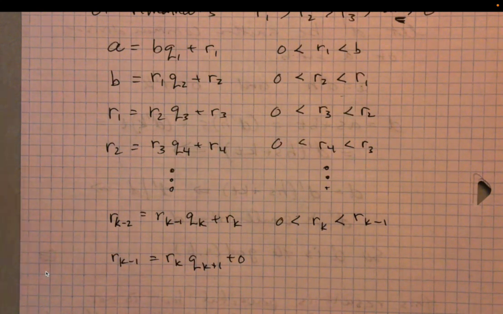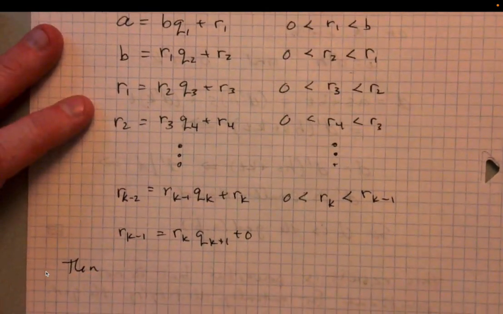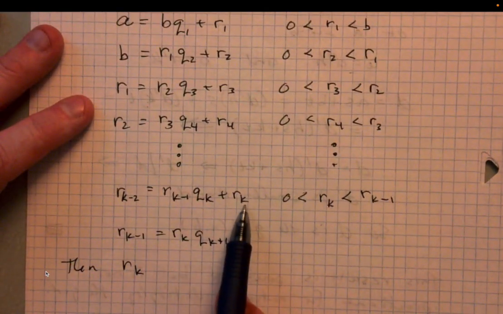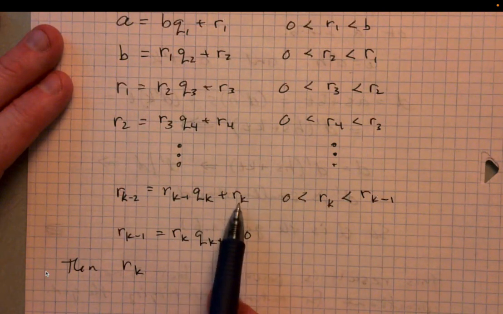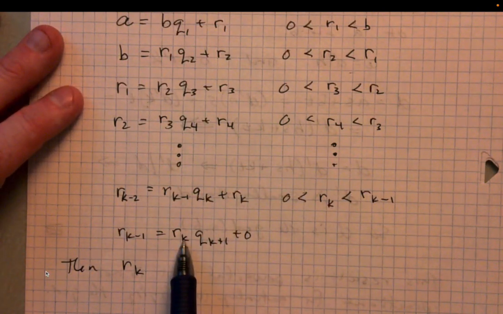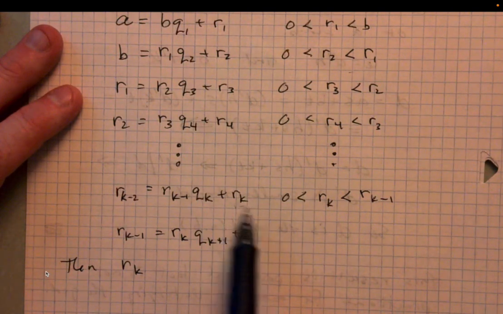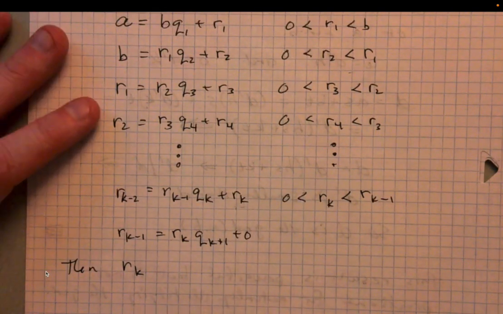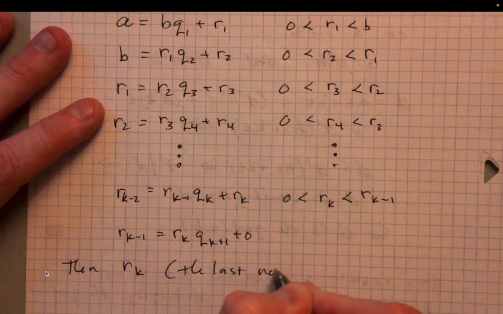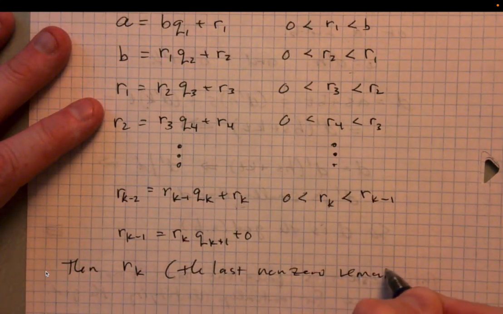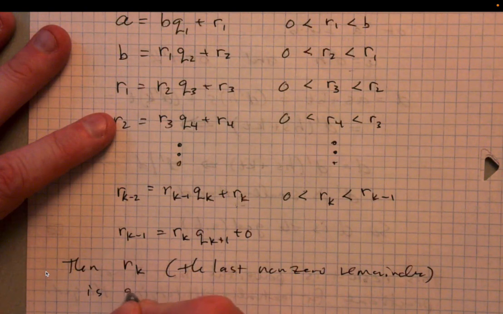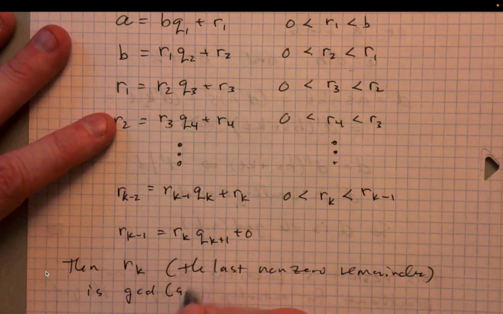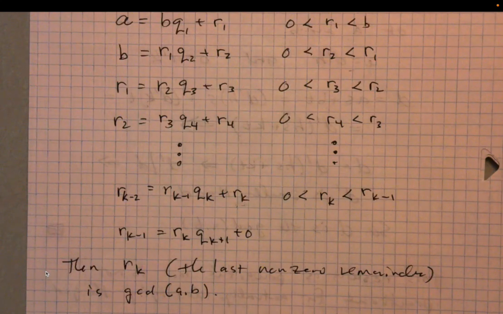Okay. And so then rk, you can think of it as either the last non-zero remainder or the last divisor, however you want to think of it. I think it's probably easier to think of it as the last non-zero remainder, right? So rk, the last non-zero remainder, is the GCD of A and B. Okay. All right, so we'll get to why the heck this works in a second.